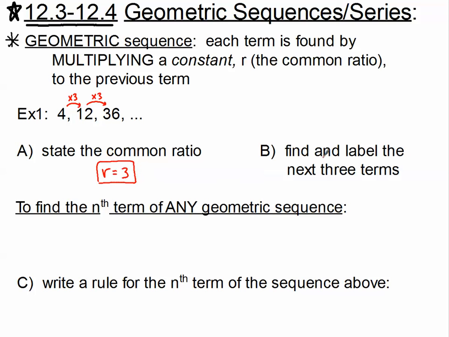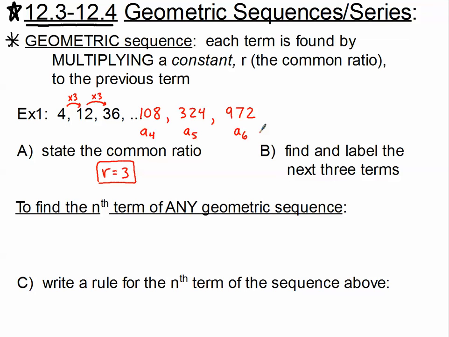Part B says find and label the next three terms. So if we continue to multiply by 3, 36 times 3 is 108, and that would be a sub 4. That's the labeling part. Multiply by 3 again, and we are at 324, which would be a sub 5. Multiply by 3 one more time, and we are at 972, which would be a sub 6.